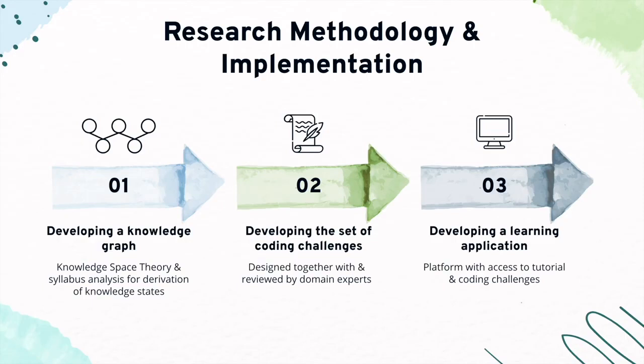A knowledge graph is a mapping of a few concepts which is used to learn how students progress according to certain learning materials. In order to develop this knowledge graph, knowledge space theory has been implemented in this study, and syllabus analysis has also been implemented to derive knowledge states. So how is the syllabus analysis carried out? A few relevant sources, such as textbooks as well as the Scratch websites, have been researched thoroughly in order to derive suitable knowledge states for children aged 10 to 12.